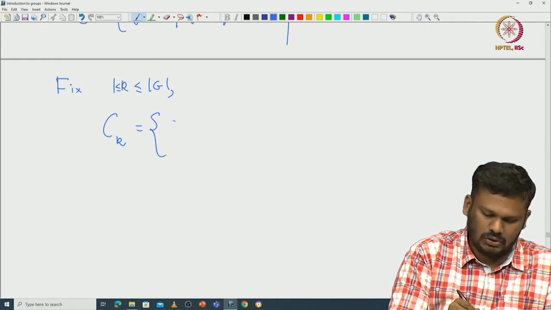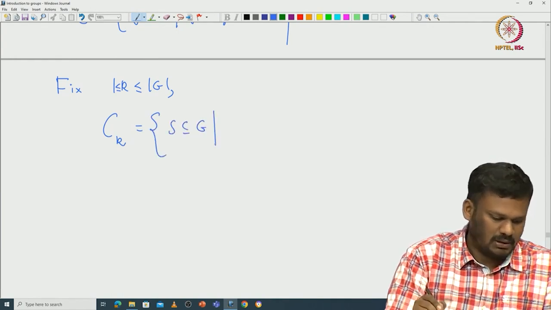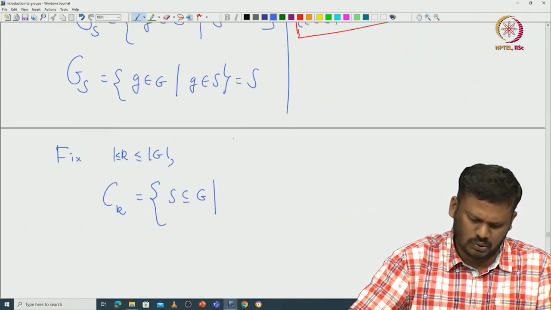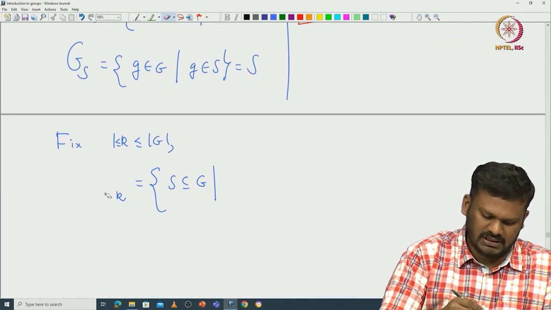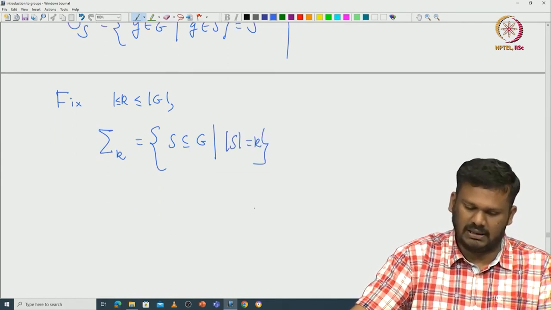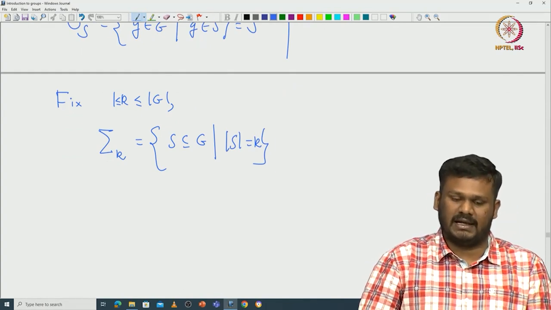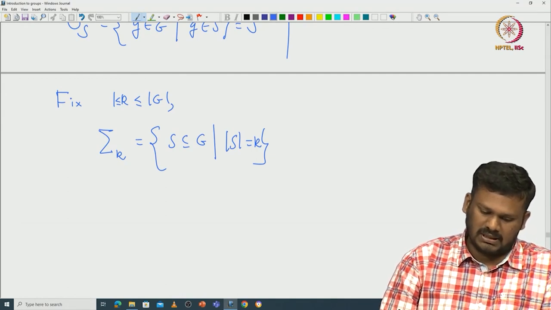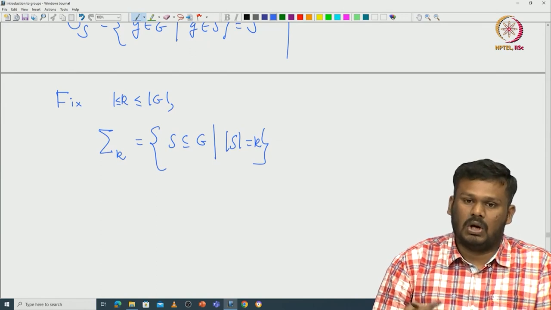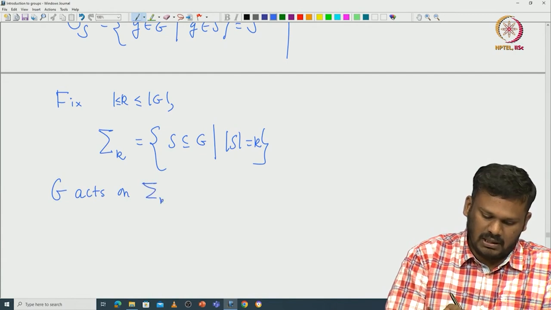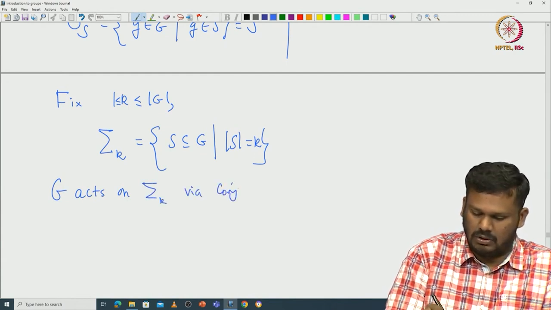So, these are those subsets of G. Okay, I already named it as sigma K, so let us use this only. So, sigma K has cardinality exactly K. We will also see in a minute there is another natural set on which G can act. So, now I want to act G on sigma K via conjugation.